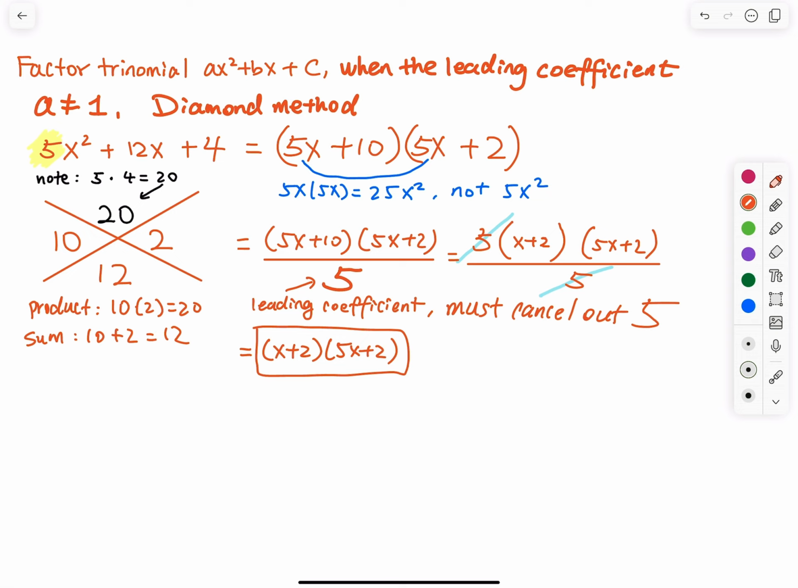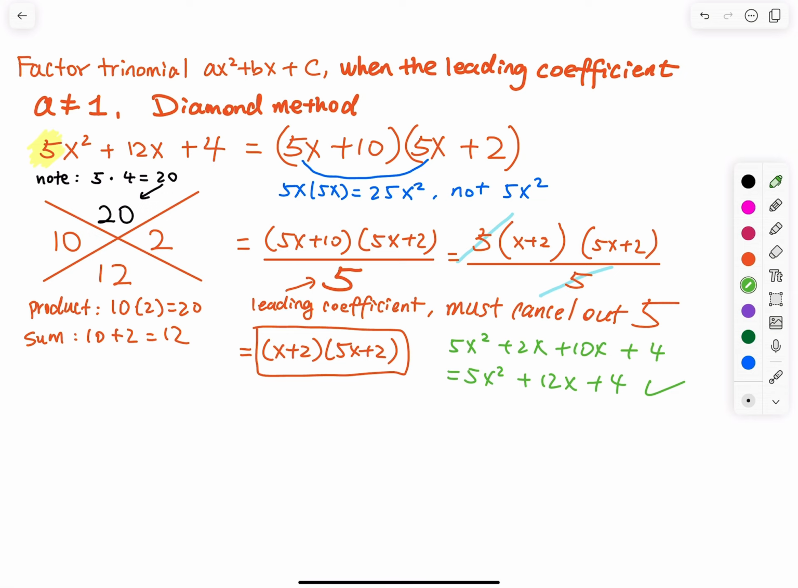How do I know this is right? Oh, simply check your work. When you check your work, we take x times 5x, so that is a 5x squared. x times 2 is a 2x. 2 times 5x is a 10x. 2 times 2 is 4. So you have 5x squared plus 12x plus 4. Ta-da, check.